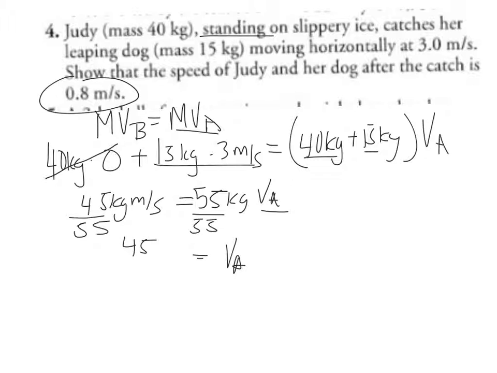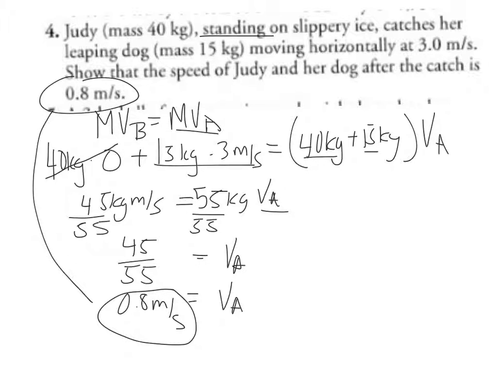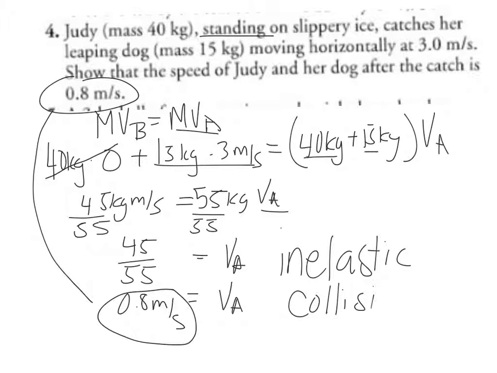And we have VA equals 45 over 55. Using your calculator, you would find that VA calculates out to be 0.881 meters per second. Okay. Do they match up? Have I shown that the speed of Judy and her dog after the catch is 0.8 meters per second? Yes, I have. All right, so inelastic collision. Why is it inelastic? Because the two go off together. They move off together, both the dog and Judy.